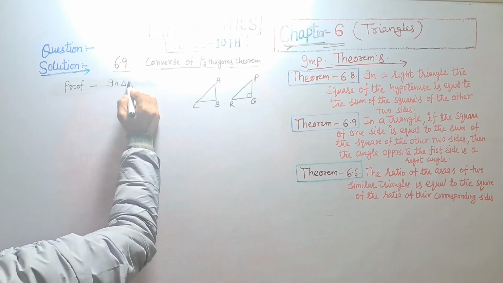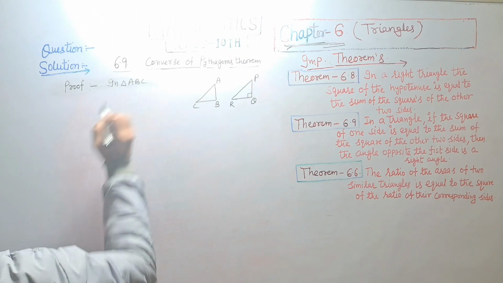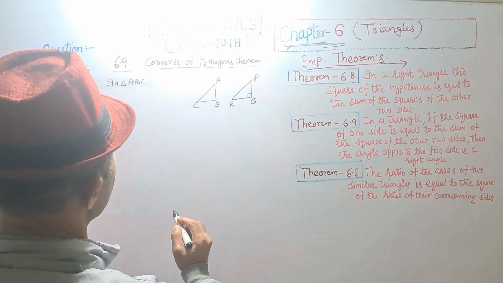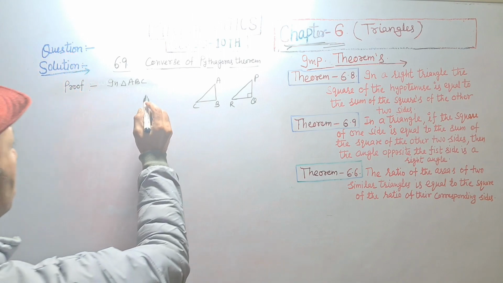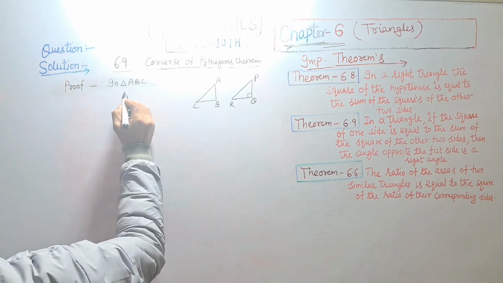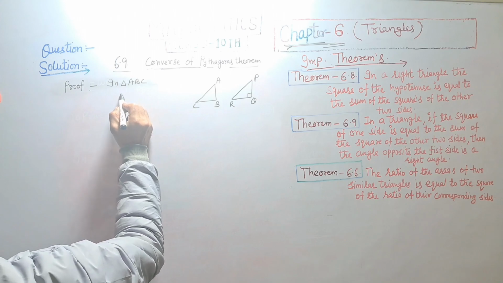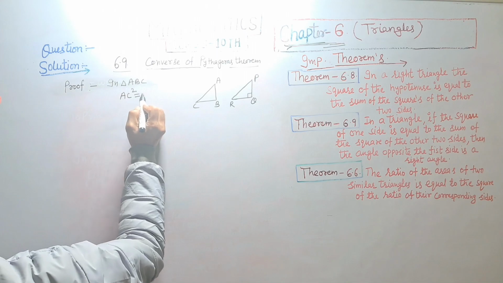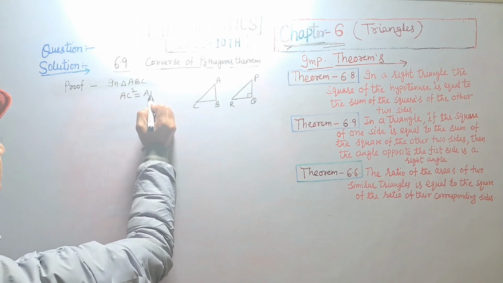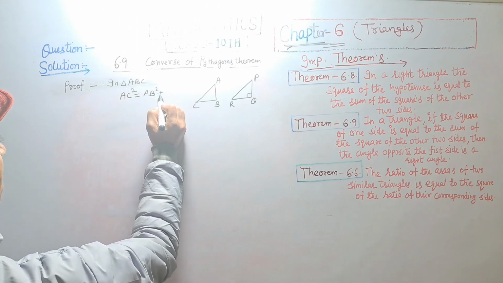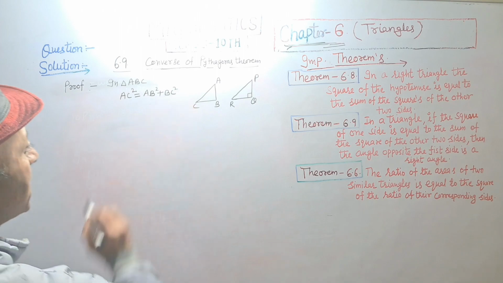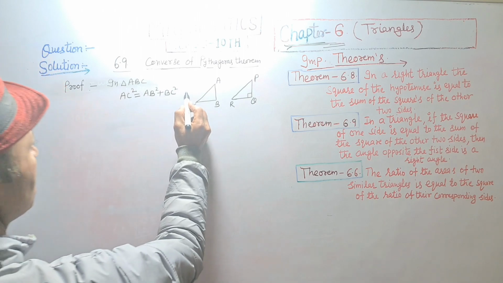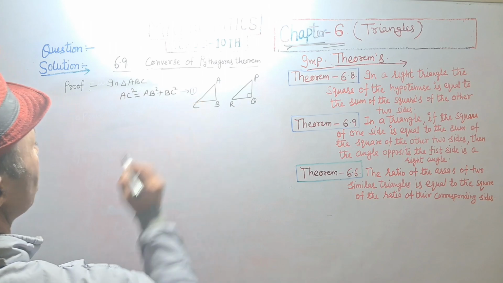In triangle ABC, AC square is equal to AB square plus BC square. It's equation number first.